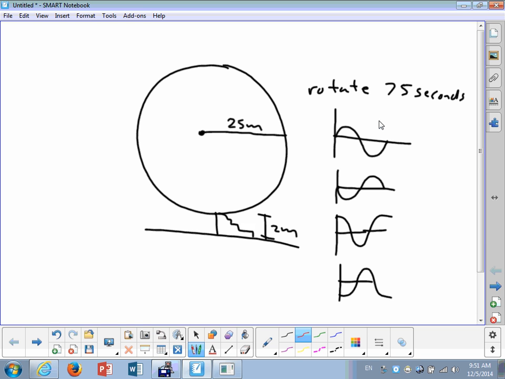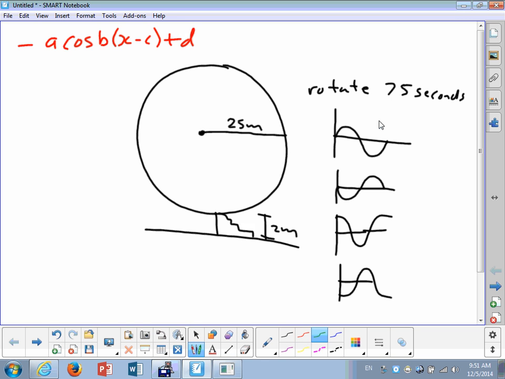Possibly the negative cosine. So I've got a negative cosine graph. Now I don't know what the amplitude is, the period, the phase shift, or the vertical translation. Let's try to think about where we might find these pieces of information.